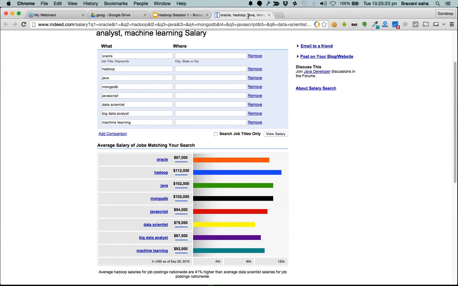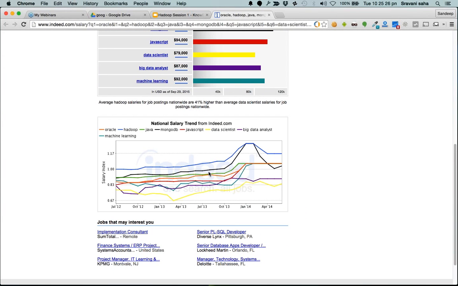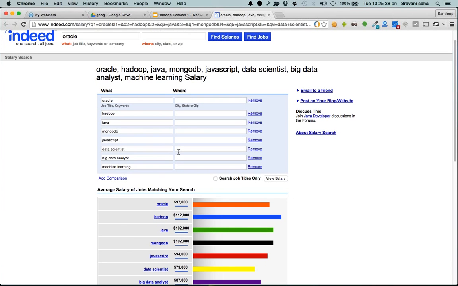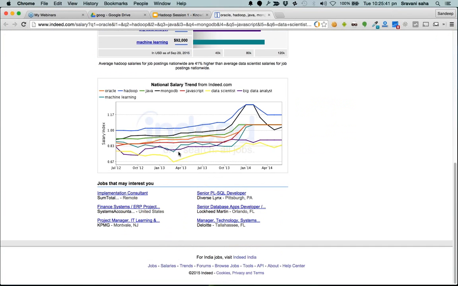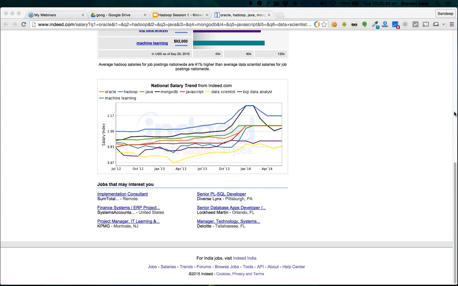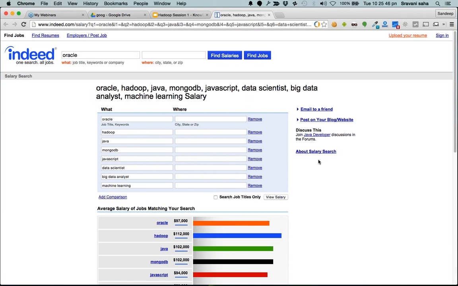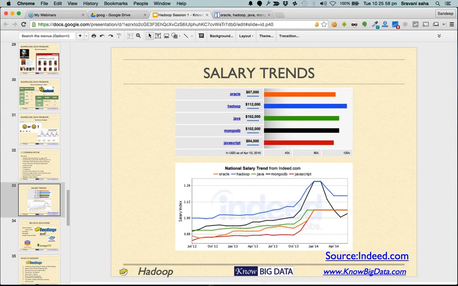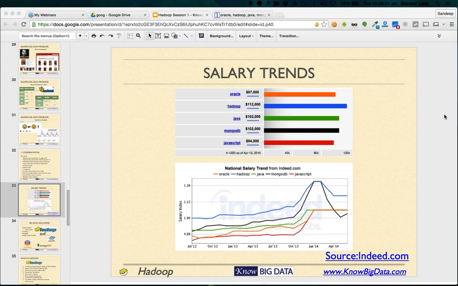All right. So that is the trend in the industry. You can also see the graph is like this. And this is for the same dates. Let me change the duration. Can we change the duration in this? This is from Indeed.com. All right. So you can clearly see that the salary trends are really great even as of today.